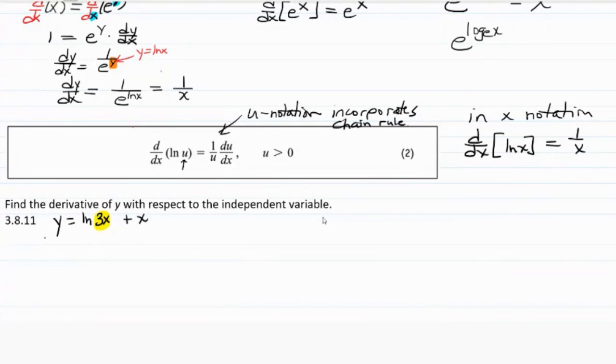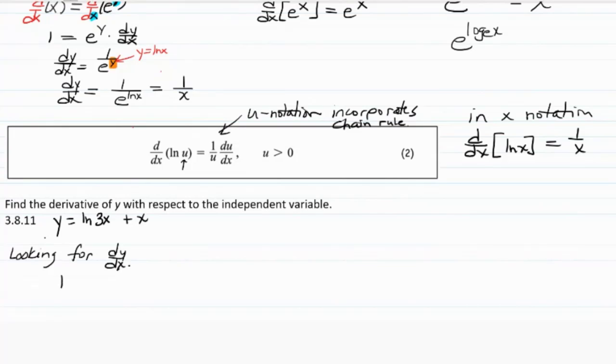It's not necessary because we know the chain rule, but a lot of times the books give you that version of the formula just as a more general formula. All right, so let's try to apply this idea. We're going to find the derivative of y with respect to the independent variable, which in this case is x. So we're looking for dy dx.